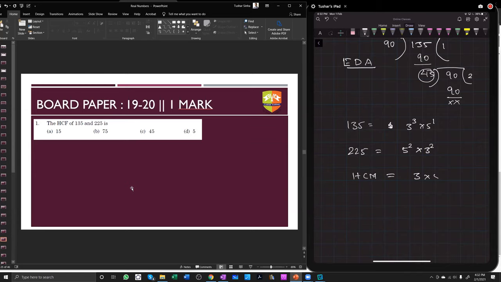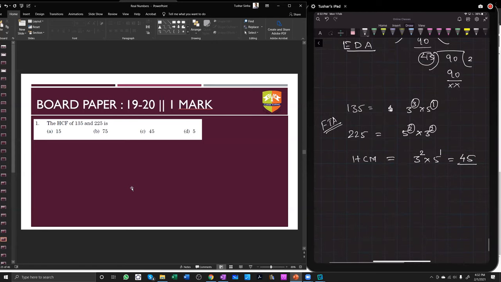So 3 into 5, like that, and the lowest powers amongst all. So out of 3 to the power 3 and 3 square, the lowest is 2, so write 2. Out of 1 and 2, the lowest is 1, so write 1. So 45. This is another method, prime factorization, you know, the FTA route. This is called the FTA route.